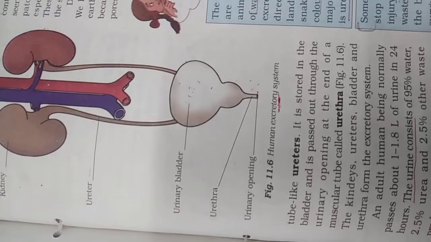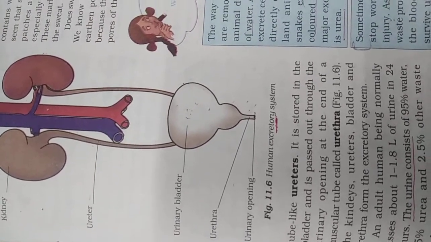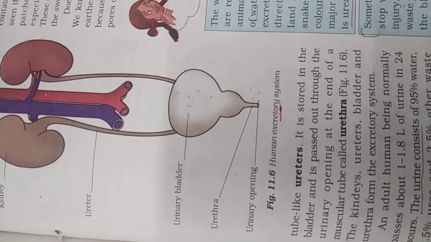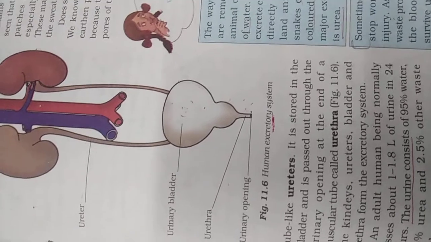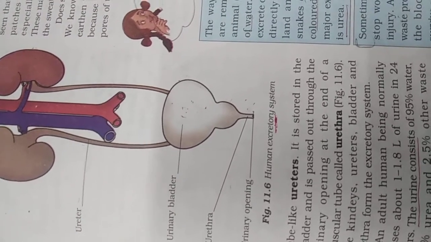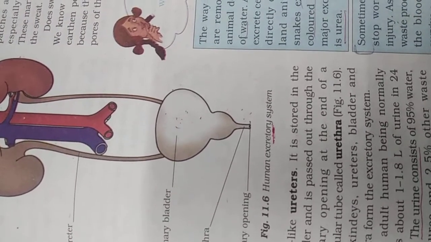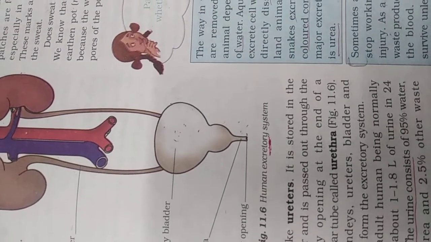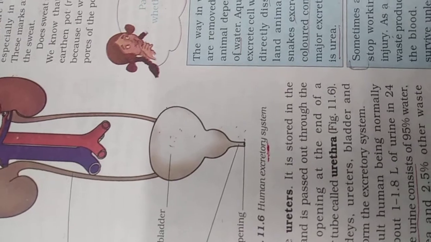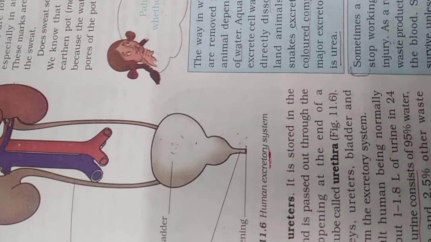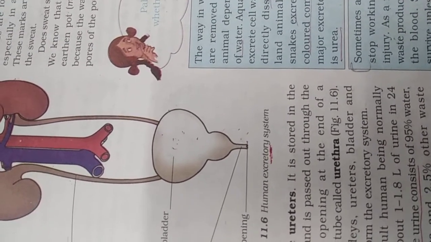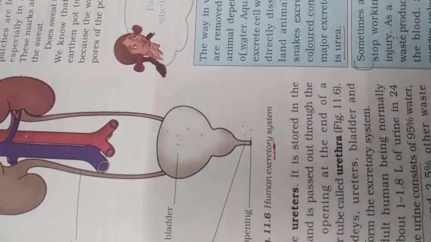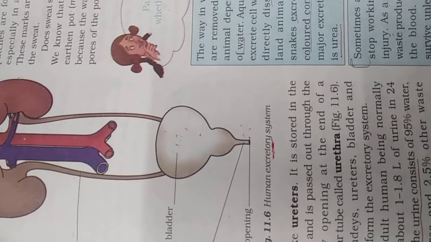But the way in which waste chemicals are removed from the body of animals depends on the availability of water. Aquatic animals like fishes excrete waste as ammonia, which directly dissolves in water, and some land animals like birds, lizards and snakes excrete a semi-solid white-colored component known as uric acid. But the major excretory product in humans is urea.